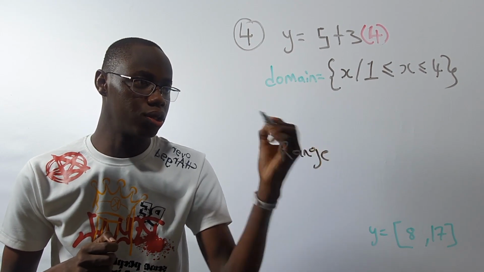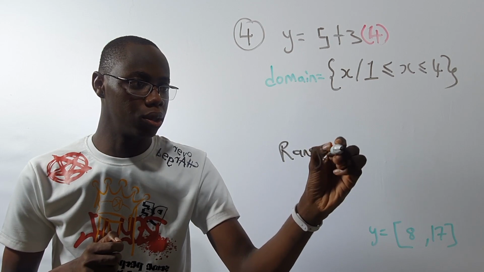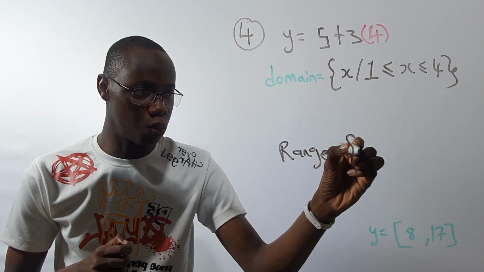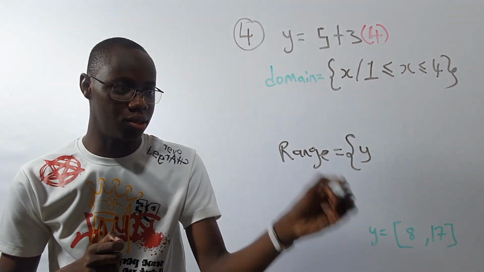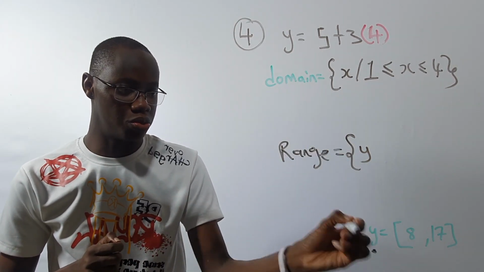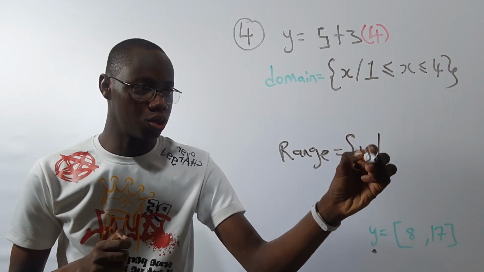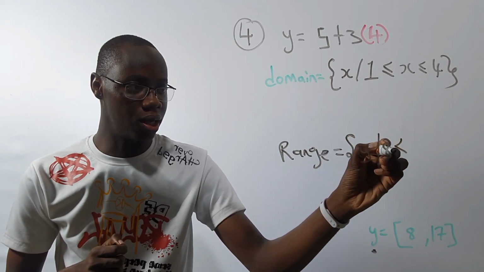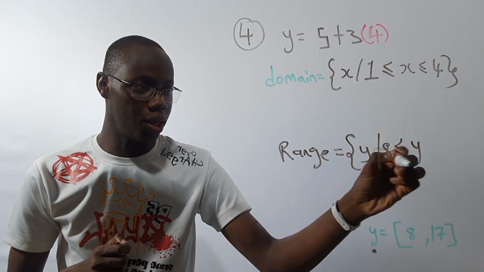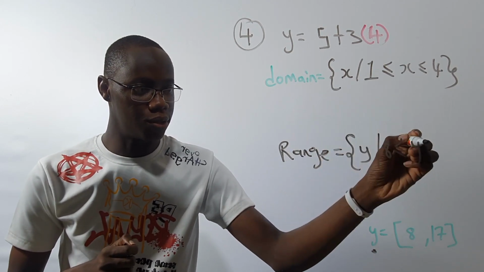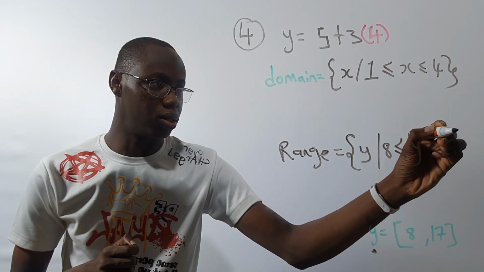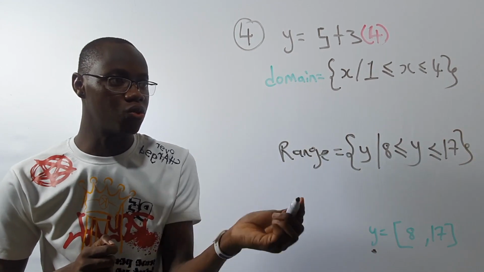So the range will be like this: a certain set such that y, right? Because that is what we are using to represent our range. Y is such that 8 is less than or equal to y, and this y has to be less than or equal to 17, set bracket. So this is range and this is domain.